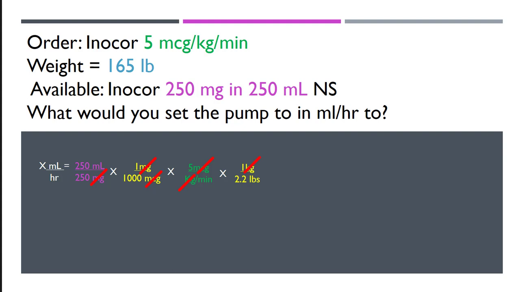So let's get rid of those pounds by saying that patient's weight of 165 pounds, dropping out the pounds, and I have minutes on the bottom. So I need to use that 60 minutes per hour to be able to cancel out minutes. Now all I have is mils and hours. Multiply across, then divide to give me 22.5 mils per hour, which rounds to 23 mils per hour. One of the longer ones, but it's very good practice.